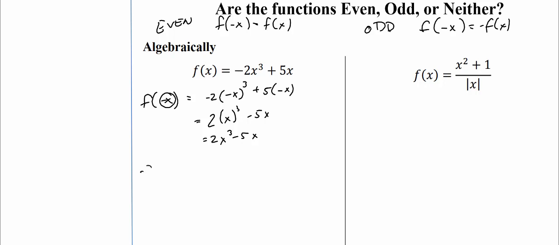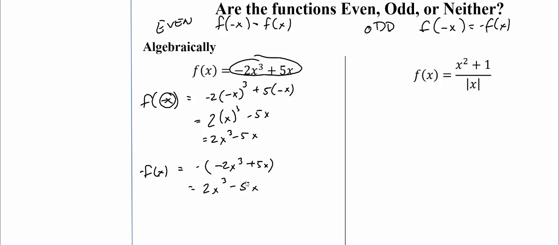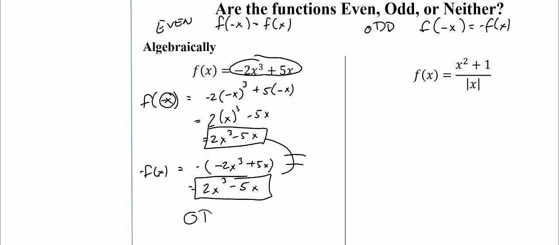Now I'm going to see what -f of x equals. Well, if it's -f of x, I'm just taking the original function and putting a negative in front of it. So -(-2x to the third plus 5x). When I distribute, I get positive 2x to the third minus 5x. So are these two pieces the same? They are equal, therefore this function is odd. Okay, that is how you prove it.